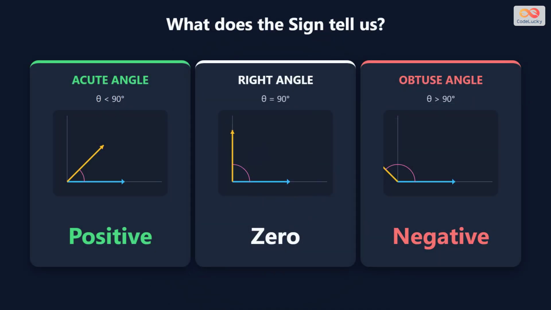Because of the cosine term, the sign of the dot product tells us about the direction. If the angle is acute, meaning less than 90 degrees, the result is positive. If the angle is obtuse, greater than 90 degrees, the result is negative. And if the angle is exactly 90 degrees, the result is 0.